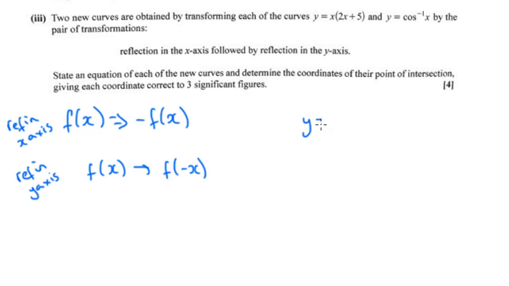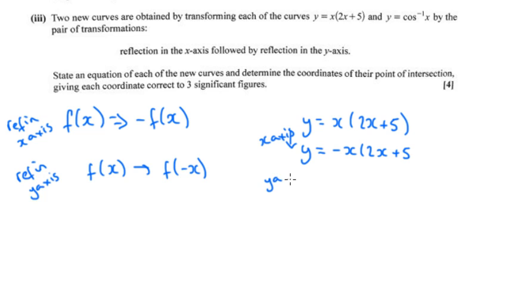So if we do those two things for our graph, if the x-axis reflection takes place first, then x bracket 2x plus 5, all of that just gets times by -1. So it becomes, after the first reflection, negative x bracket 2x plus 5. So this is the x-axis reflection. The y-axis reflection then takes the x values and turns them negative. So every time you see an x, we're going to write minus x instead.